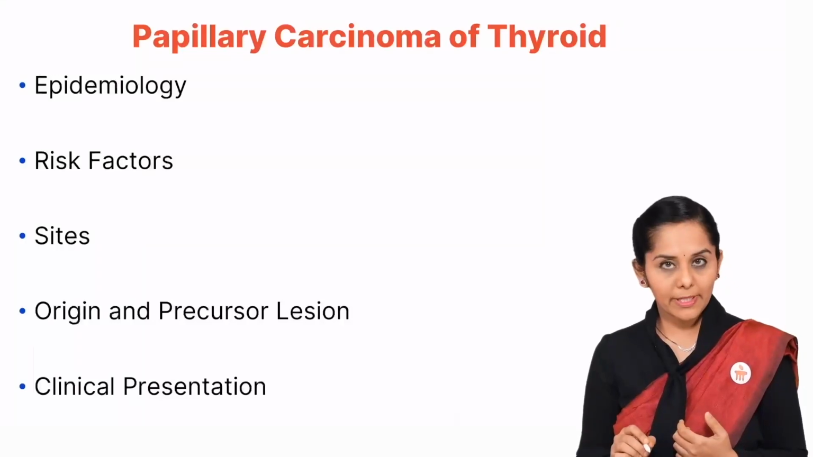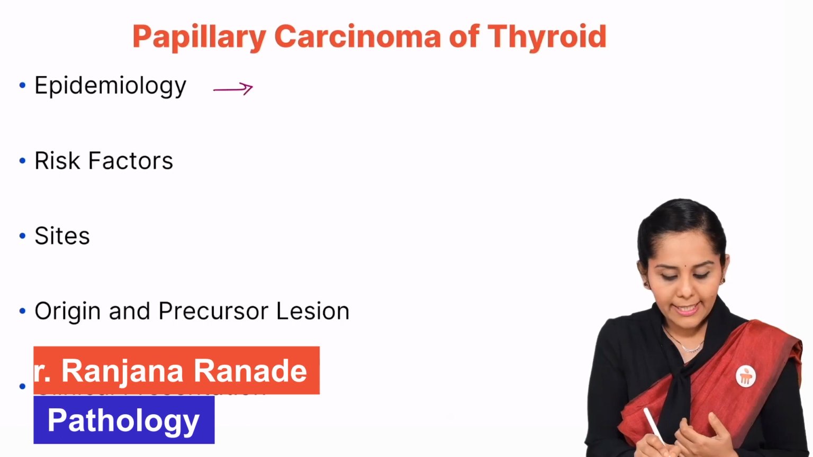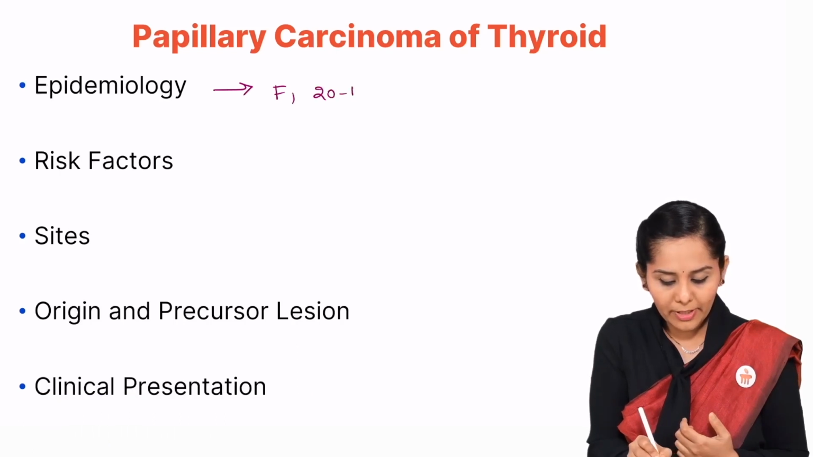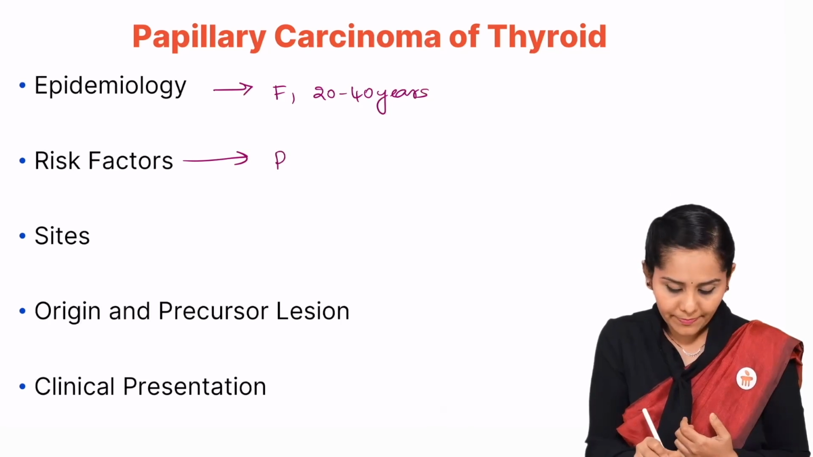So moving on to papillary carcinoma of thyroid. This is commonly seen in females and the age group is between 20 to 40 years. What is the most important risk factor? Exposure to radiation in first 2 decades of life.